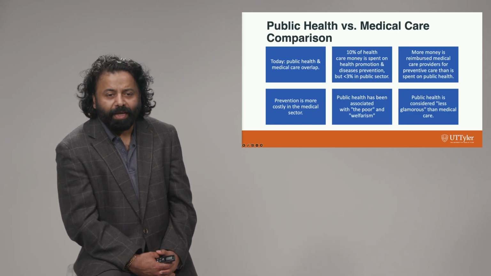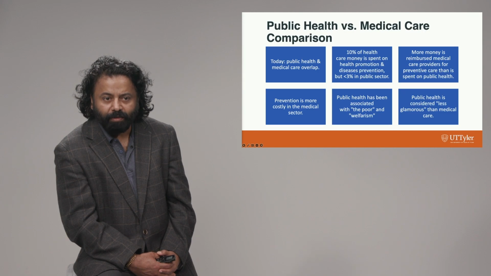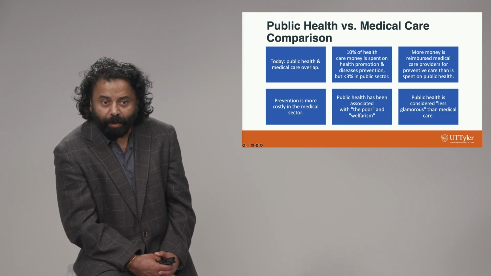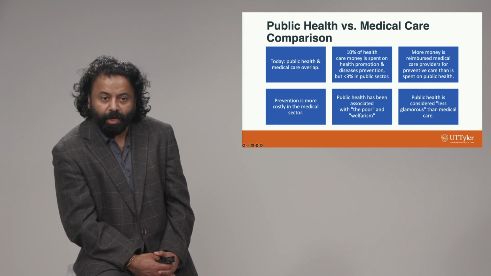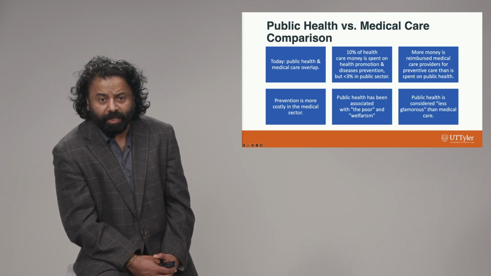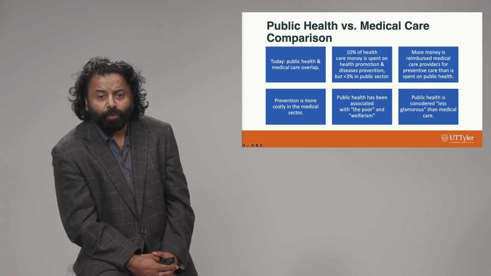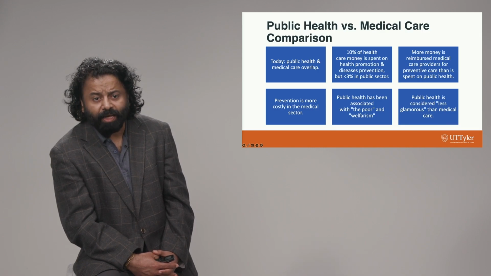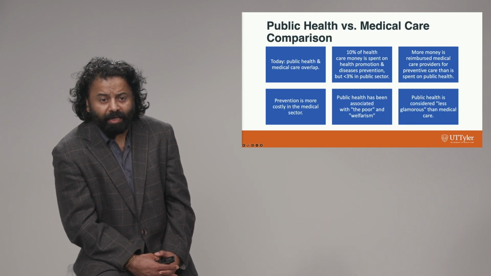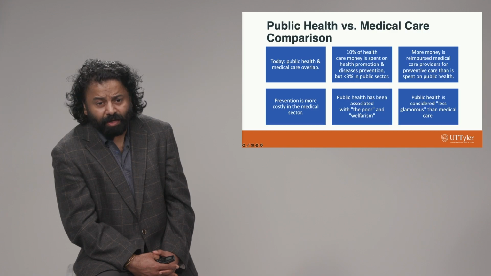So, public health versus medical care comparison. Today, public health and medical care overlap. 10% of care money is spent on health promotion and disease prevention, but less than 3% in the public sector. More money is reimbursed to medical care providers for preventive care than is spent on public health. Prevention is more costly in the medical sector. Public health has been associated with the poor and welfare-type programs. Public health is considered less glamorous than medical care.